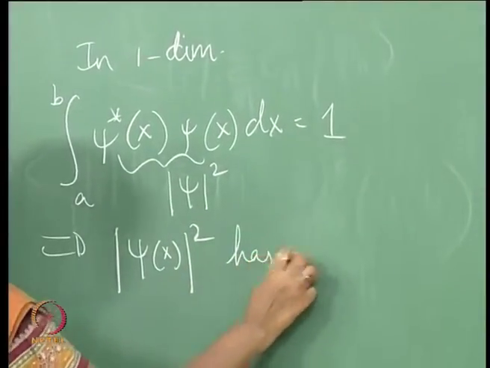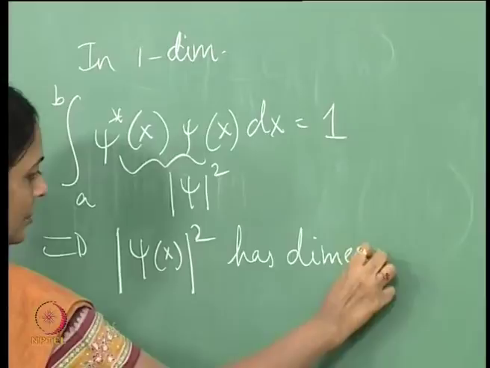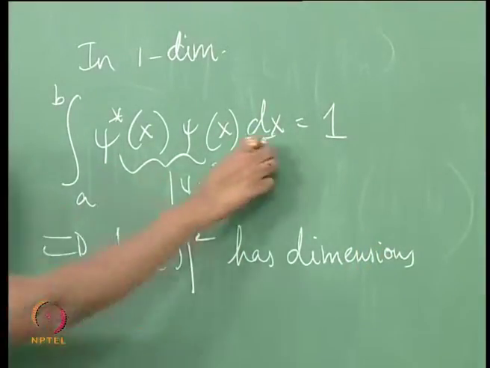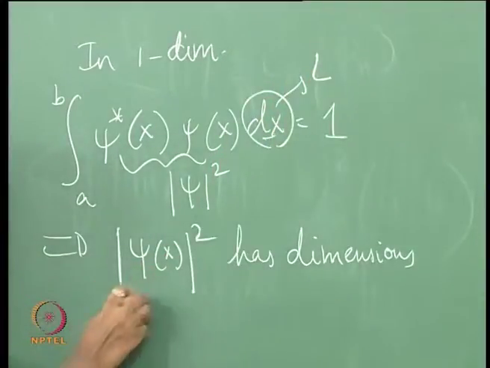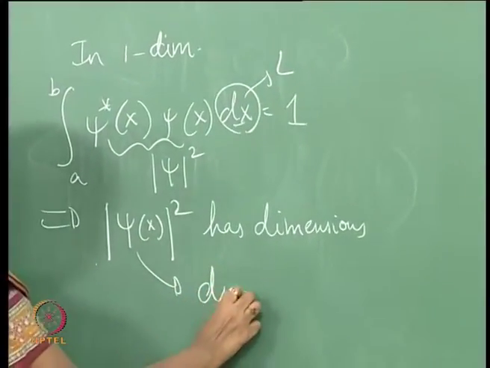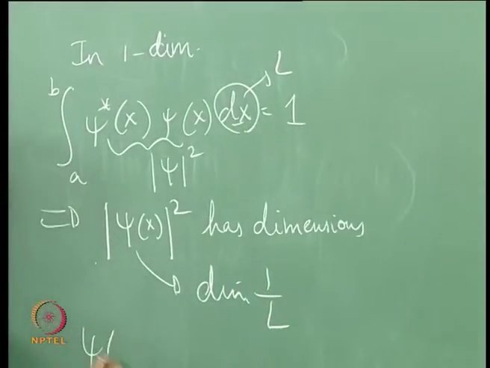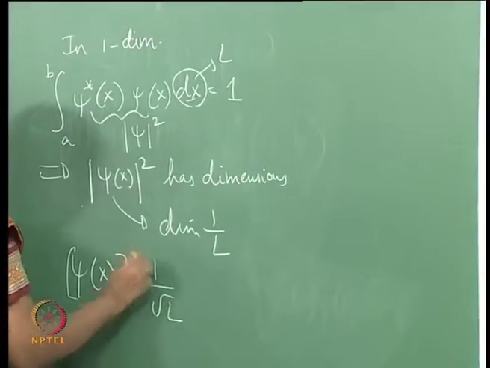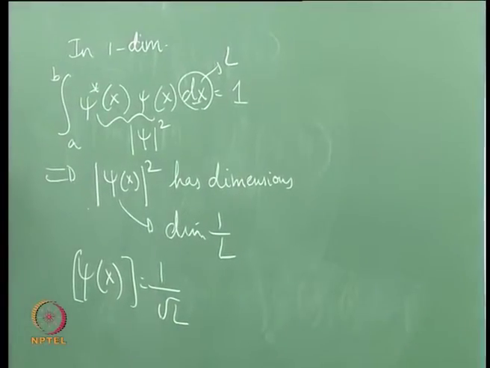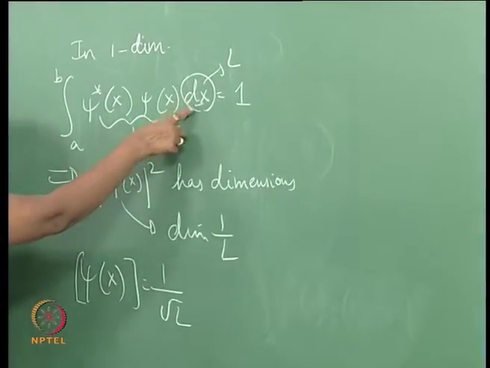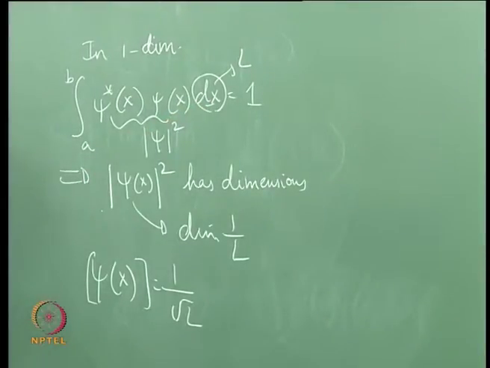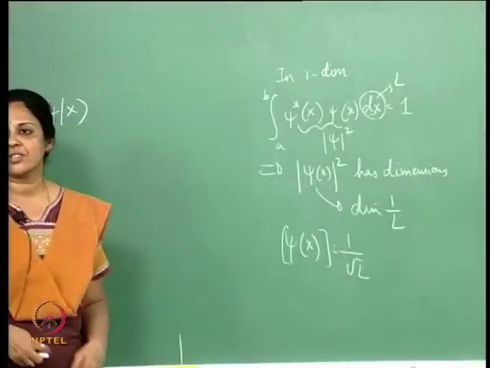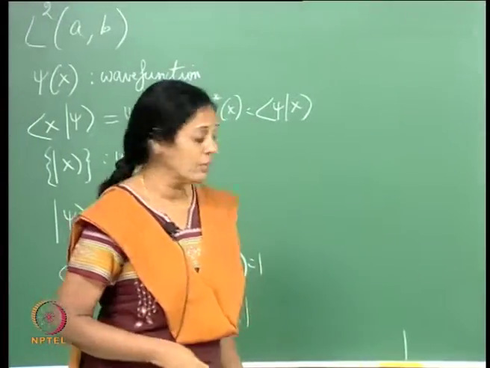has dimensions. The integral has dimensions of length, and therefore mod psi squared has dimensions 1 by length, and therefore psi of x has dimension 1 by root L. This is in one dimension. Now suppose we were doing 2 dimensions, that would have been a d2x, and therefore psi star psi would have dimensions 1 by L squared, and psi of x would have physical dimensions 1 by L.